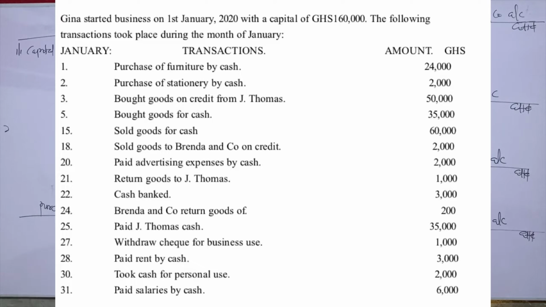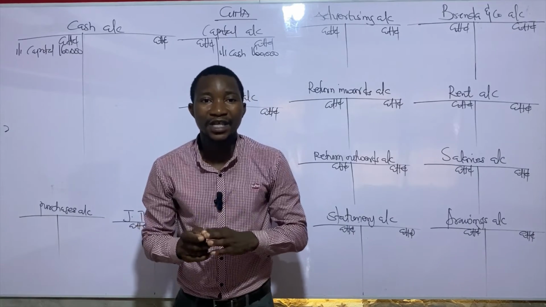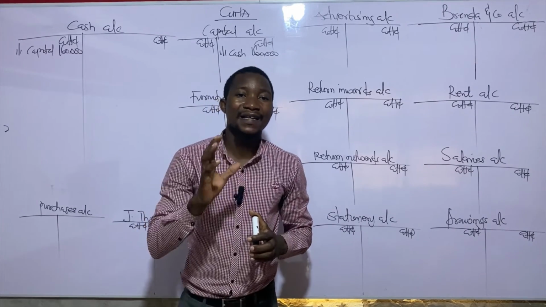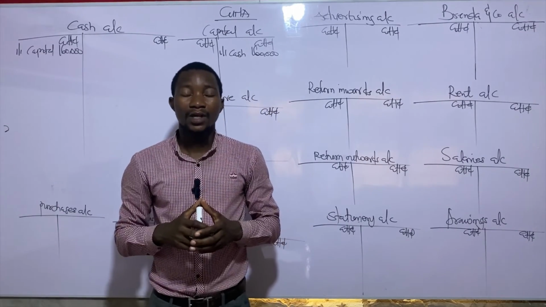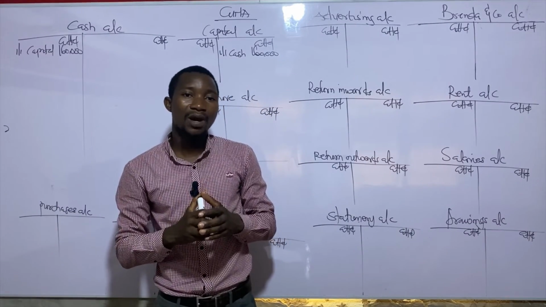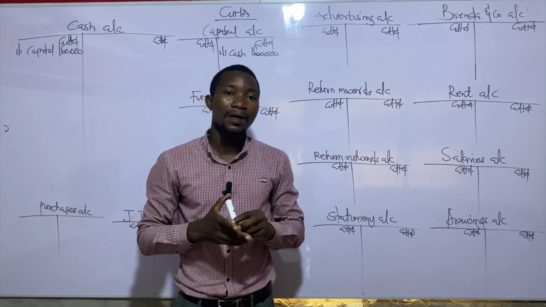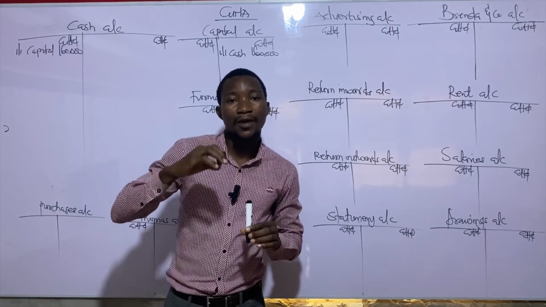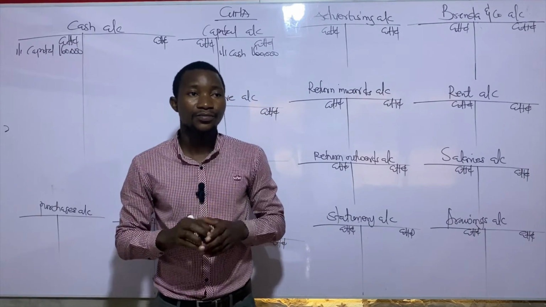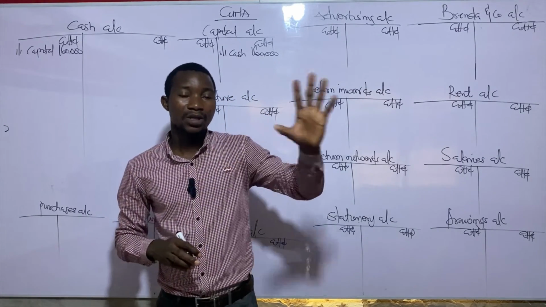That was on the same 1st January, purchase of furniture by cash. The business purchased furniture by cash. So what are the accounts involved? We have cash account and furniture account. Is that okay? So after identifying these two accounts, which account to be debited? Furniture is an example of real accounts. So let's still use the real accounts rule. We debit what comes in, credit what goes out.